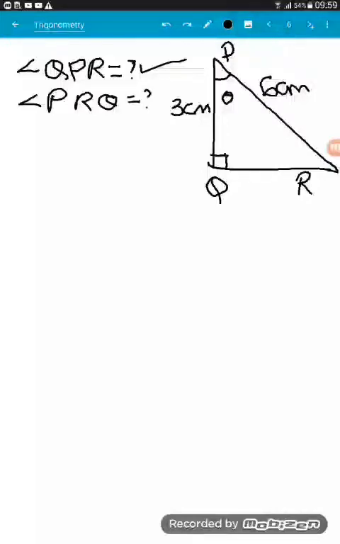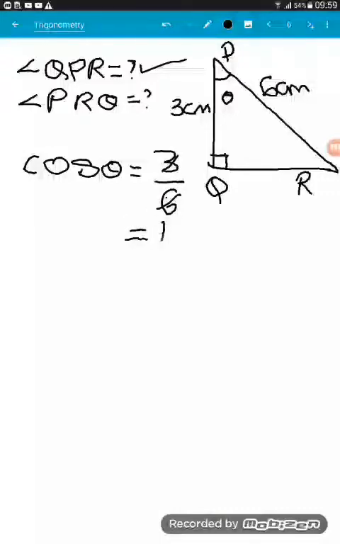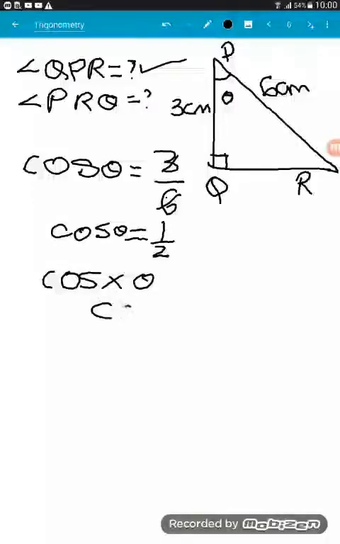So cos theta is nothing but adjacent over hypotenuse. What is the adjacent side over here? 3 centimeter, that is PQ, and hypotenuse is 6, so it is 1 by 2. And one more thing, cos theta is not cos into theta, it is the value that it is representing. Cos theta is the value of that degree.